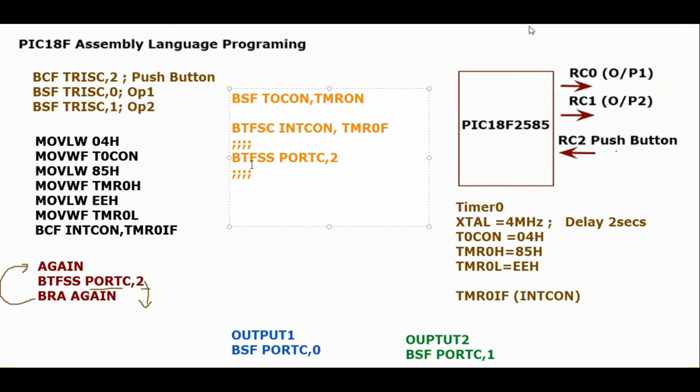So what is the next thing? We will repeat it: branch to timer check. Let's say timer check is a label that I'm going to use here. Okay, this is the piece of code that I've written. Let me explain it first, and then I will put some values over here.